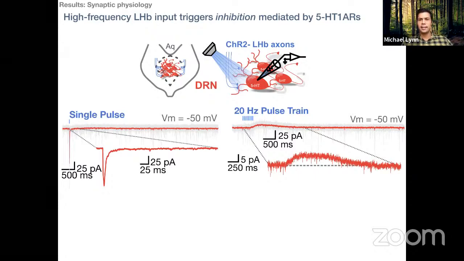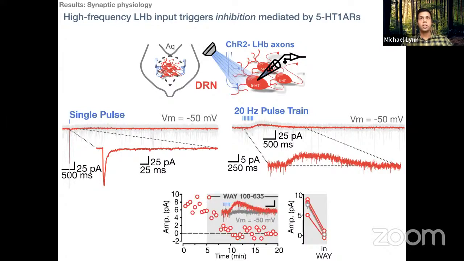So really odd. We did some characterization. We did some IV curves. The long story short is we showed this inhibitory current is actually mediated by 5-HT1A receptors. So that's kind of odd. This is just showing that an antagonist to 1A receptors, WAY-100635, can completely block this current. This is kind of odd because 5-HT1A receptors are classically thought to be autoreceptors.